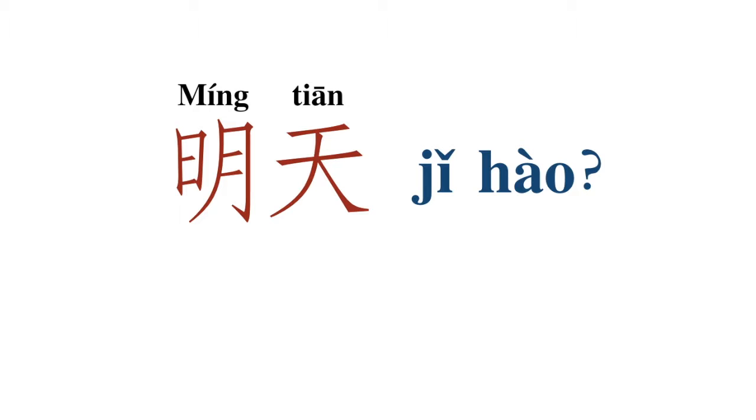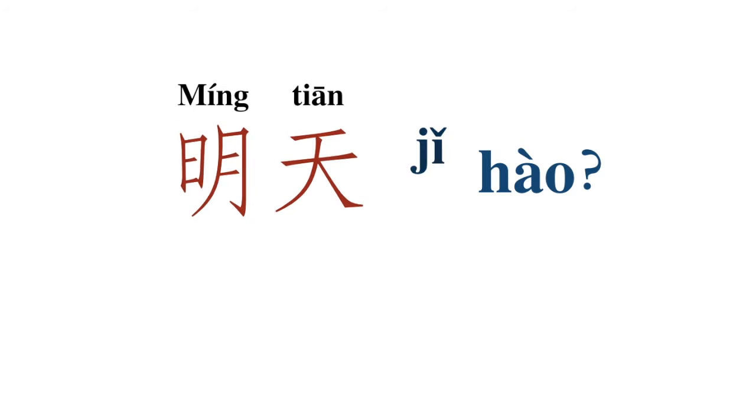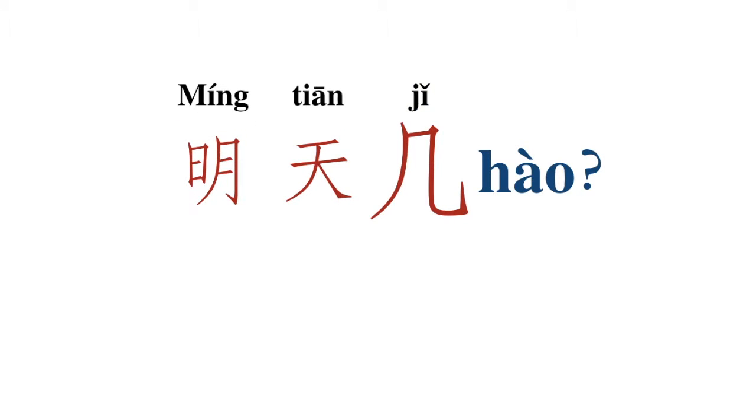Alright, let's see the next character. 几 used to represent a table, and it really looks like one, doesn't it? It also looks like the character R that we've seen in lesson 4. But now, 几 ji, the third tone, just means how many.